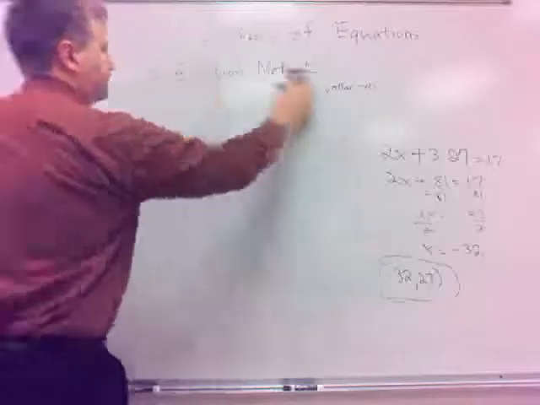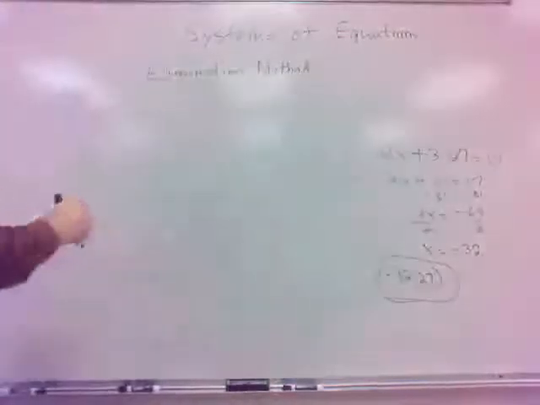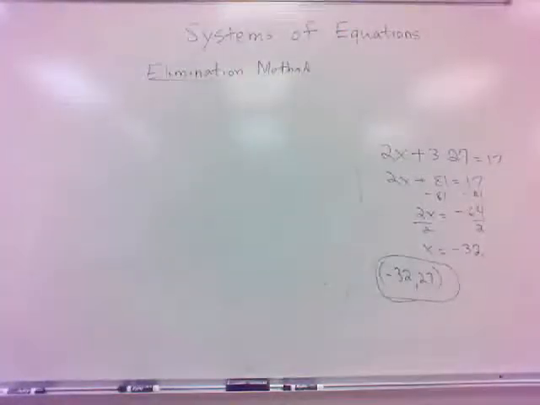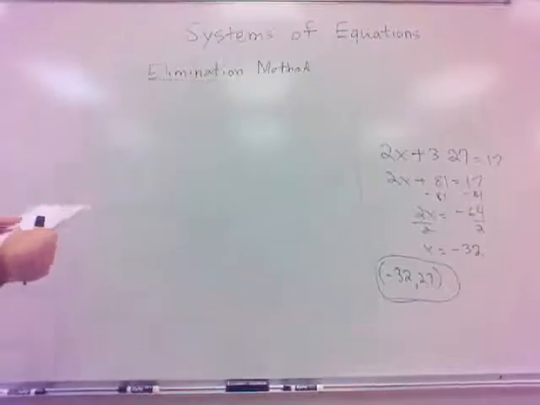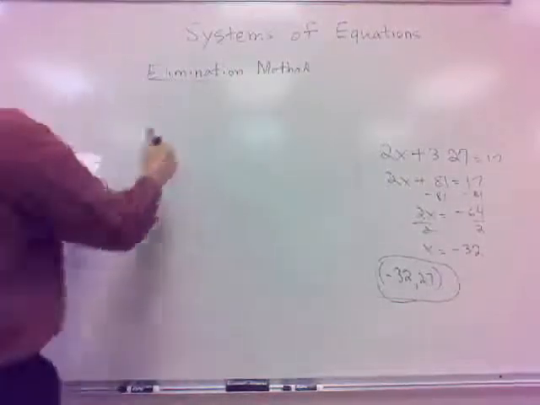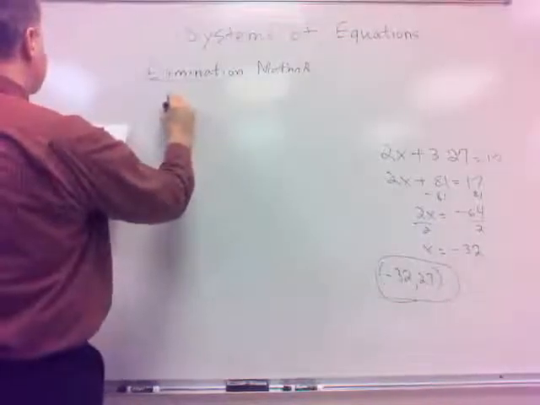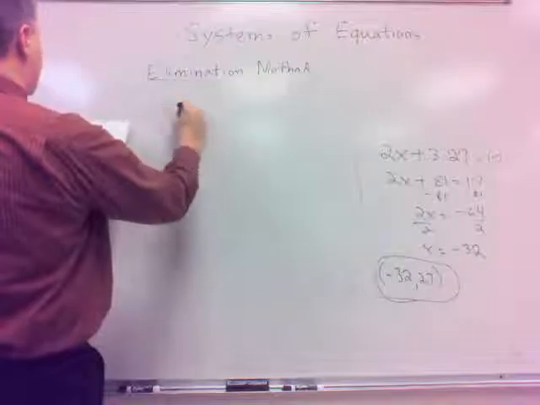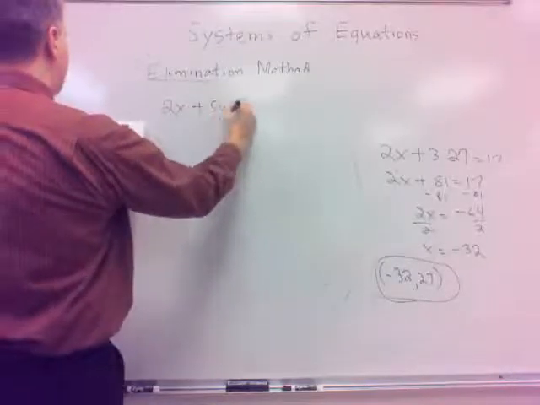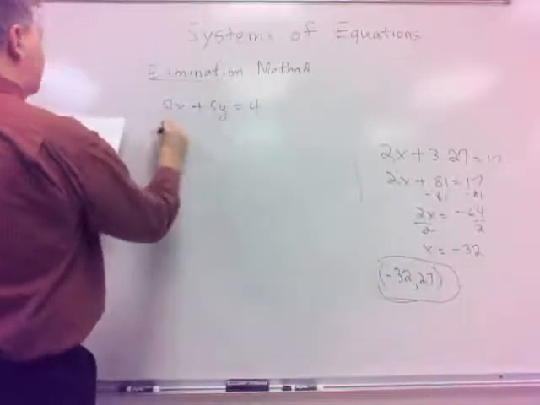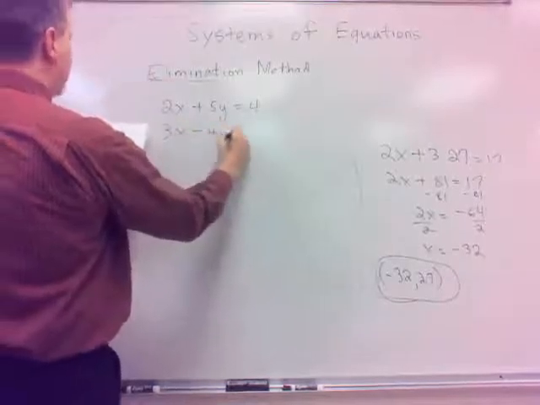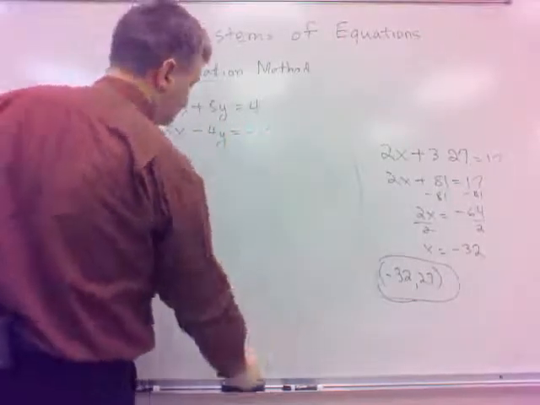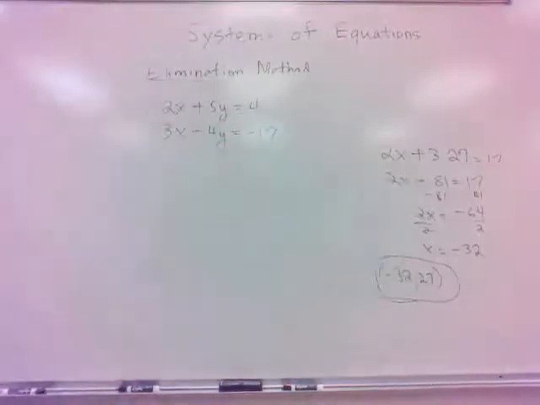All right. Here's another one for elimination. 2x plus 5y equals 4, and 3x minus 4y equals negative 17. Now this one, kind of a toss-up on whether to use x and y. Let's just think about it though.